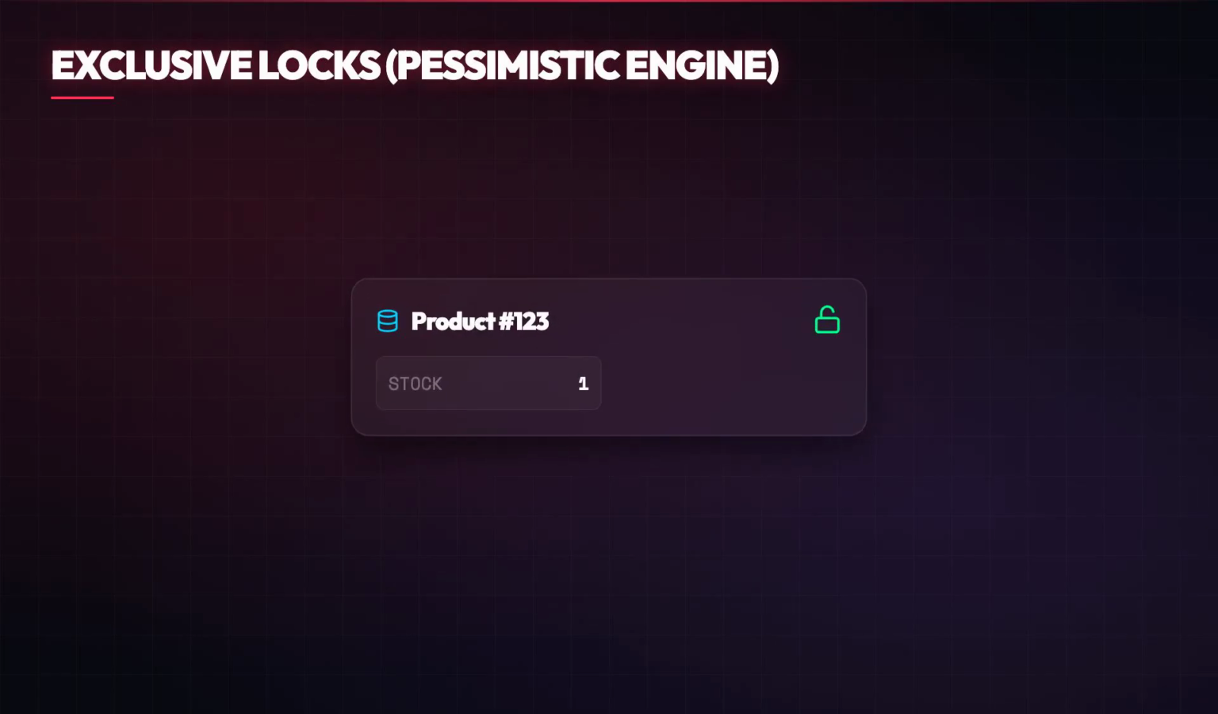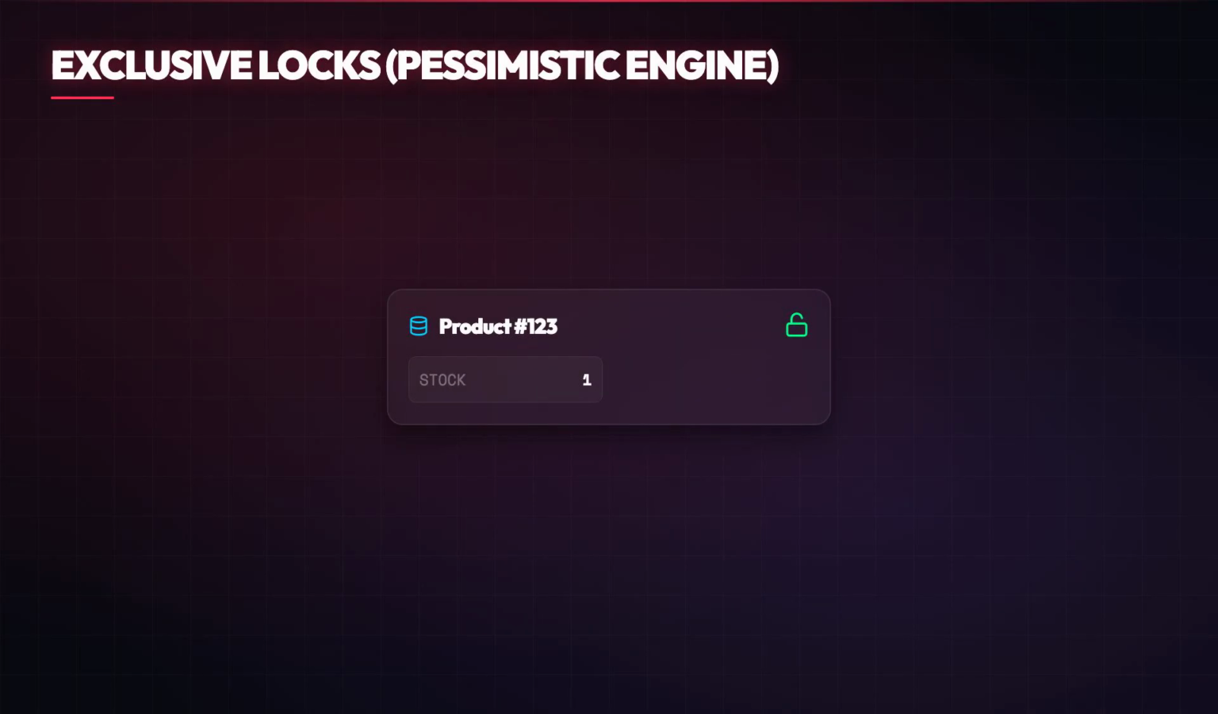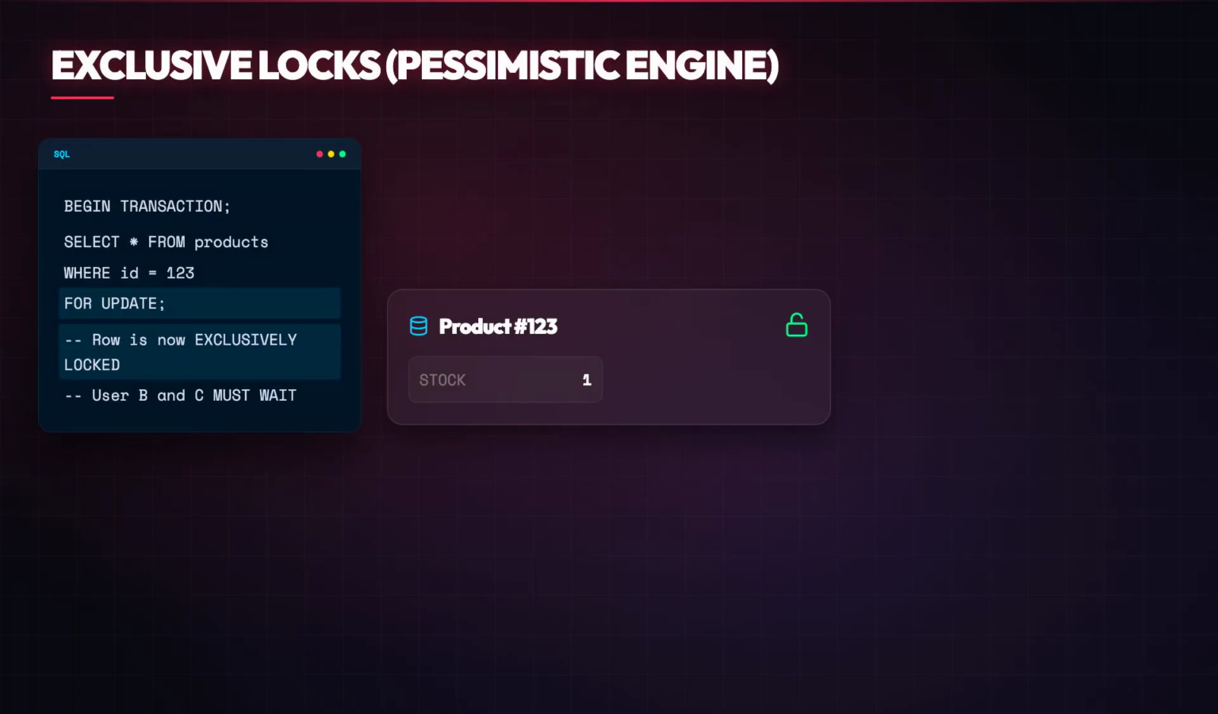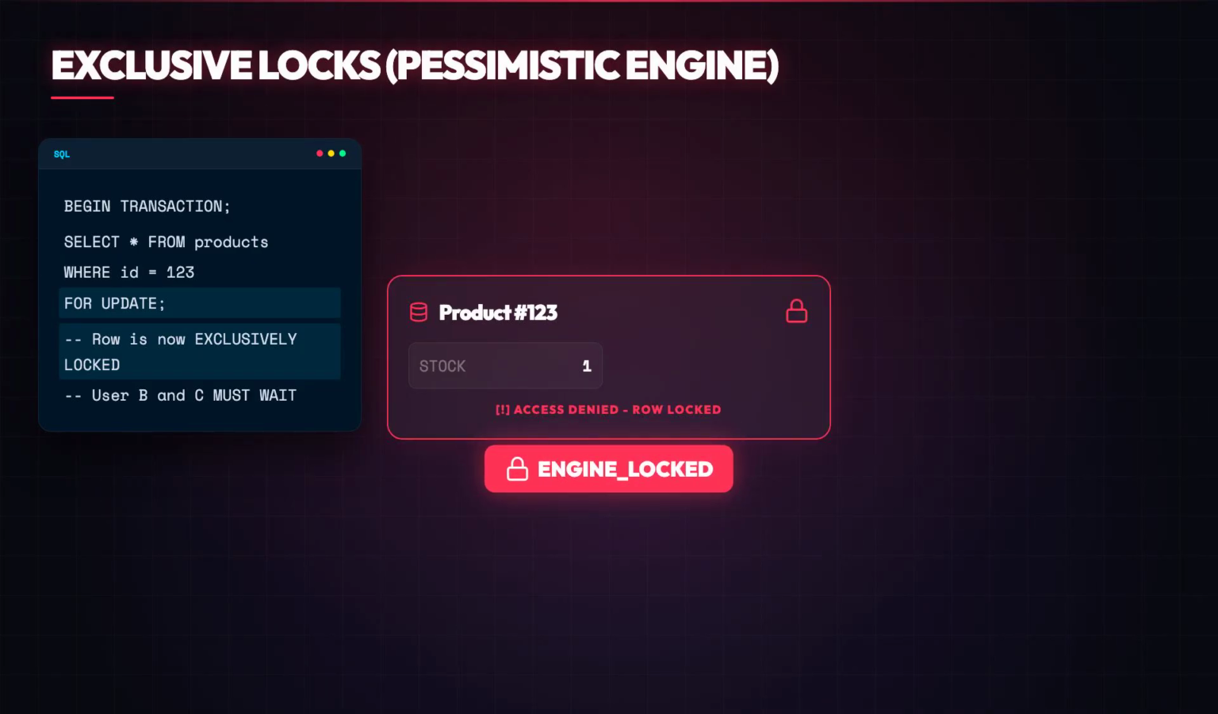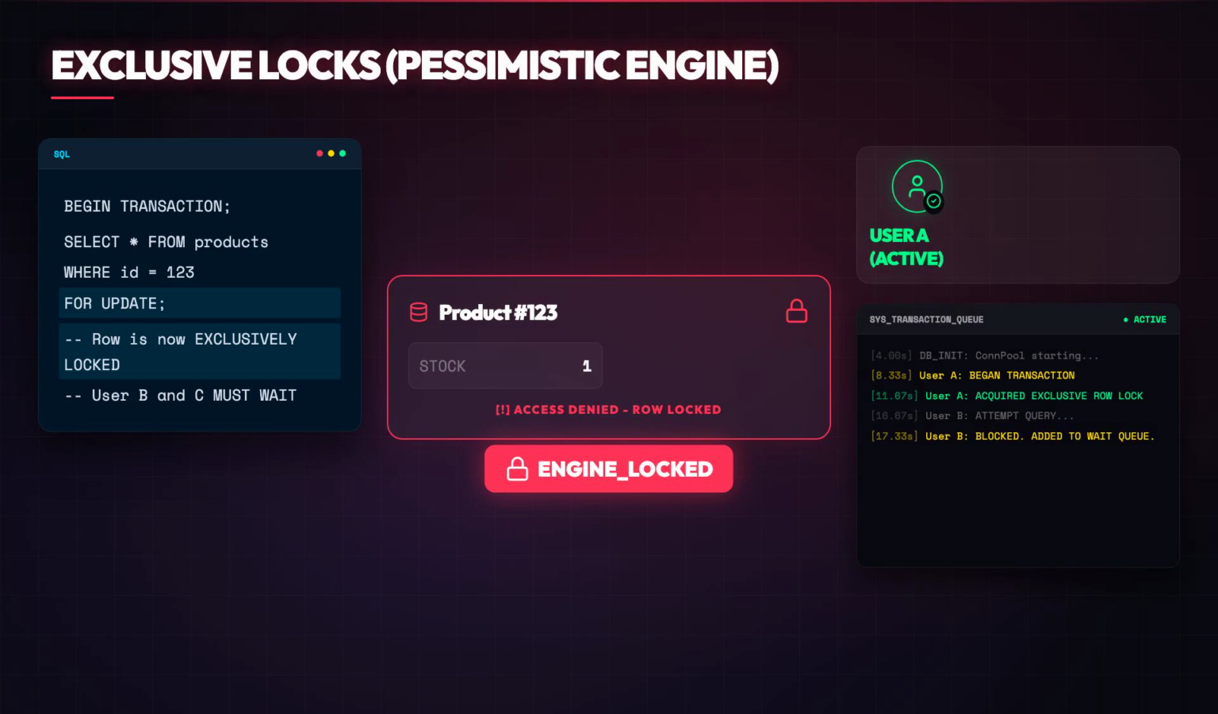Meet pessimistic locking, the trust nobody approach to database safety. Think of it as a cynical bodyguard for your data. User A starts a transaction and slaps an exclusive lock on that row using select for update. User B tries to read, blocked. User C tries to write, also blocked. They wait in line like good citizens until the transaction commits and the lock is released.